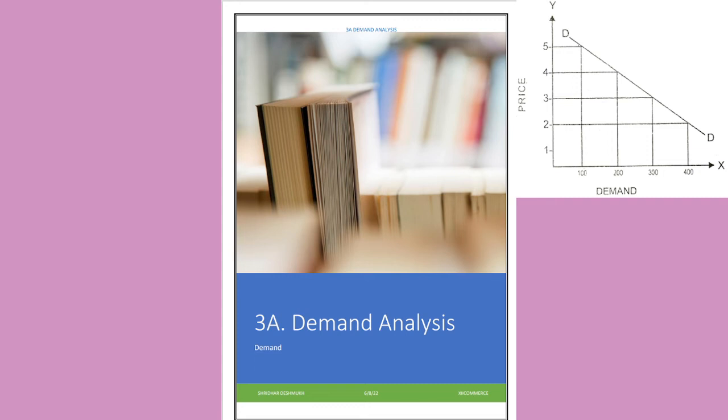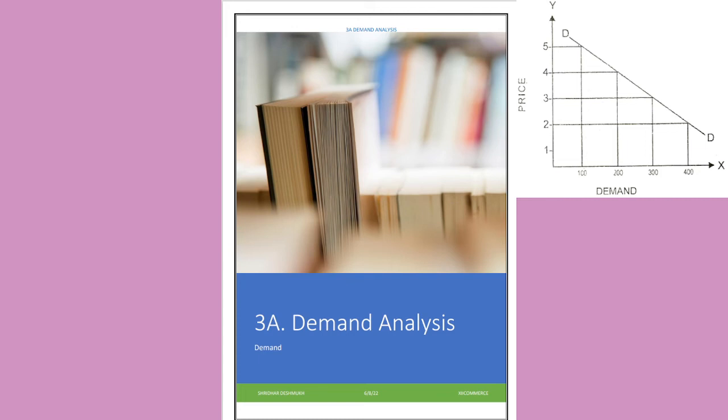Next, complementary goods or complementary demand: two goods or more than two goods demanded jointly to satisfy a single want are known as complementary goods. Next, composite demand, competitive demand.